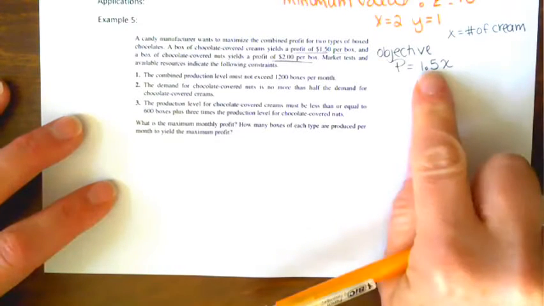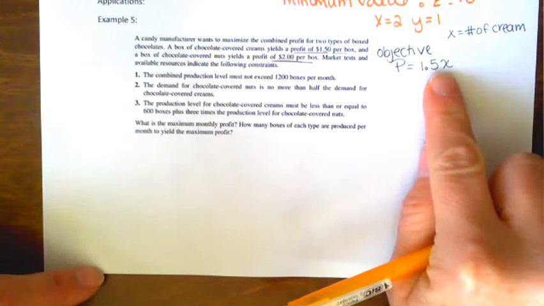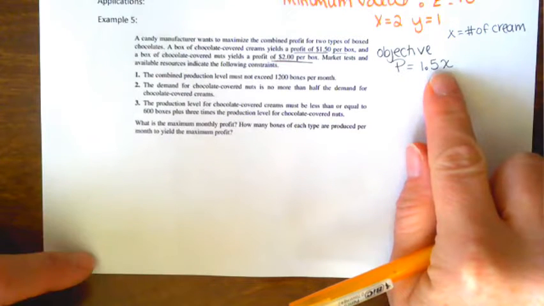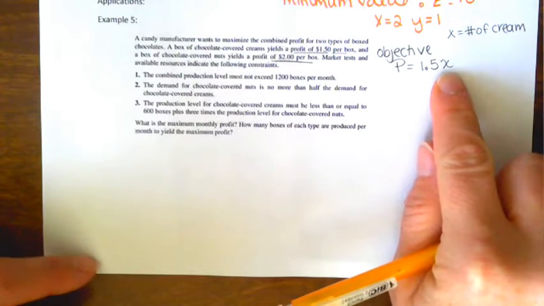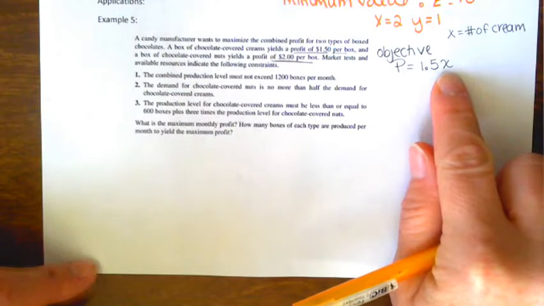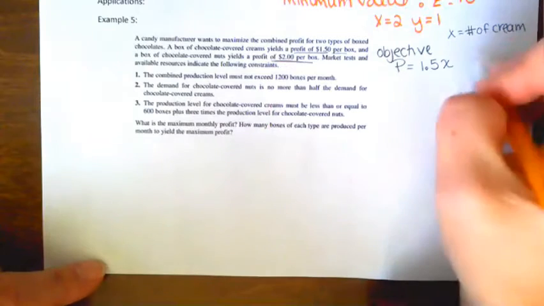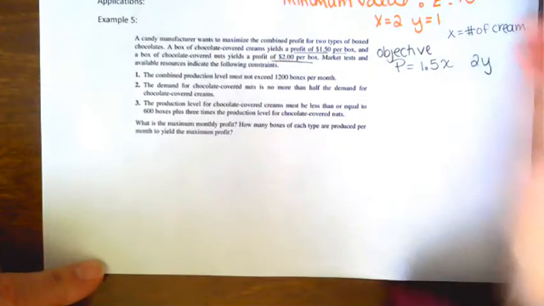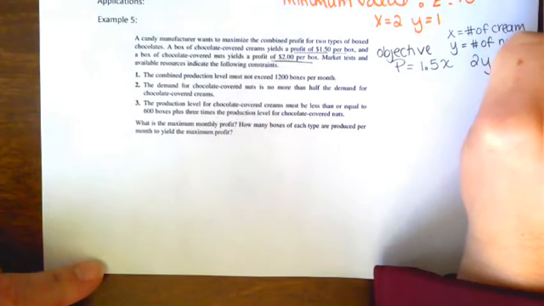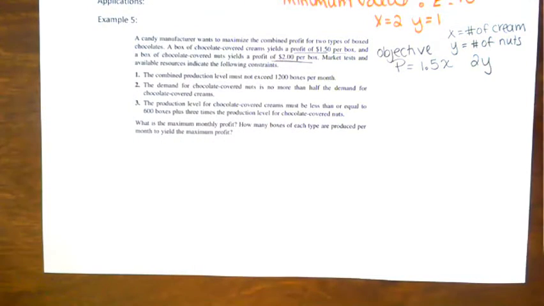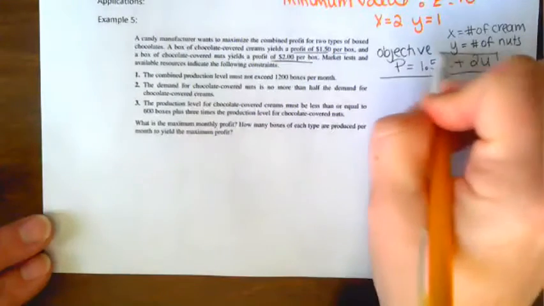So if I sell 10 boxes of chocolate covered creams, I get $15. Yeah. Okay. Now, if I sell 10 boxes of chocolate covered nuts, I would have 2 times y, which would be $20, right? What would I do to these two profits to get a total profit? Add. I would add them up. Okay, so this is my objective equation.